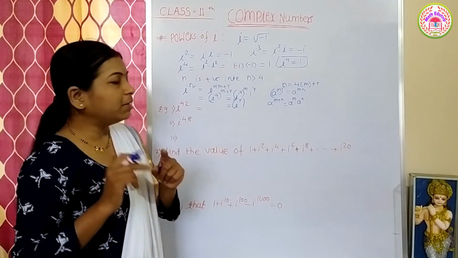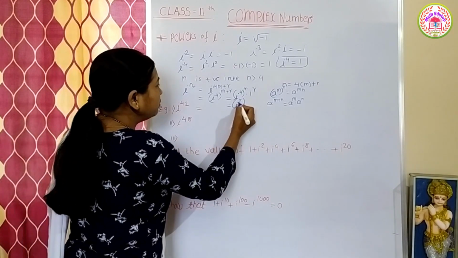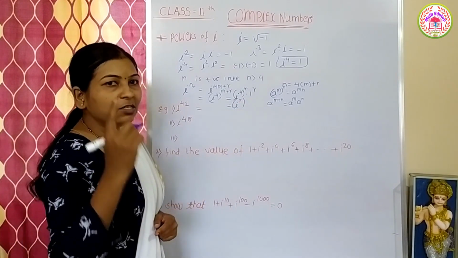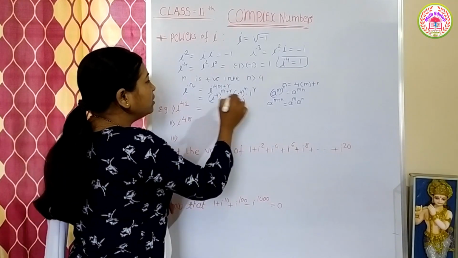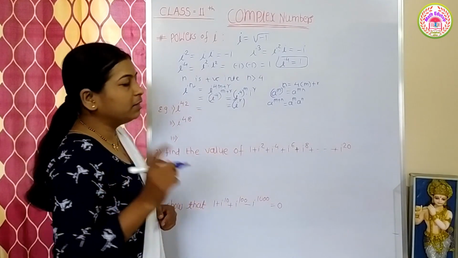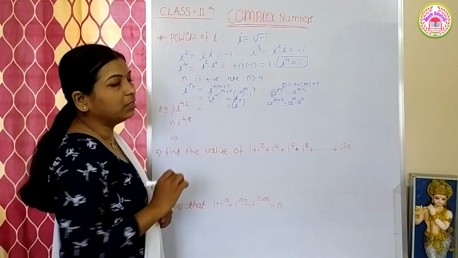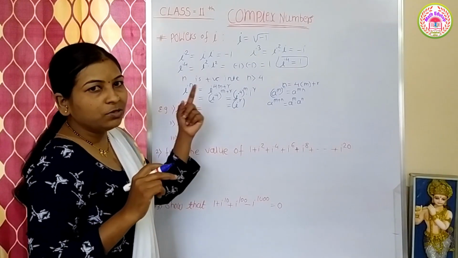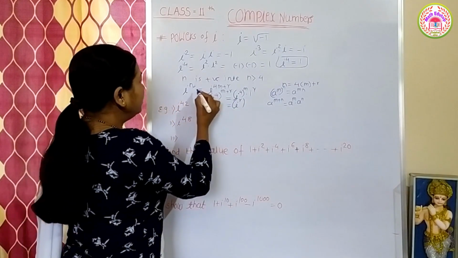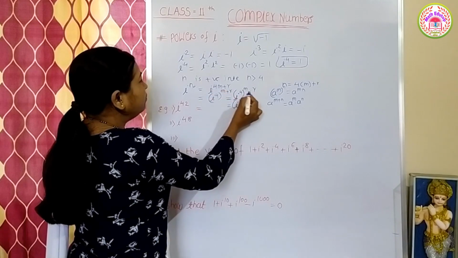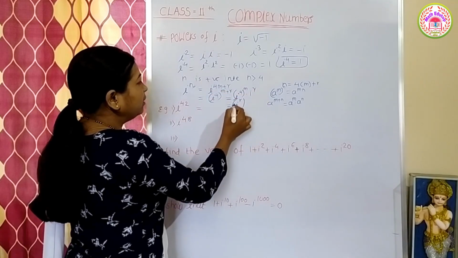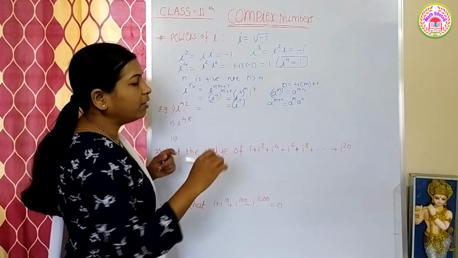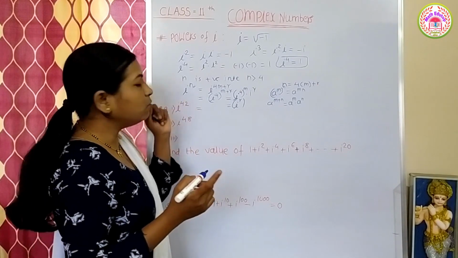So what we have to do is find the value of i raised to this remainder, and that gives us i raised to the power n. How to find the value of i raised to n? Divide this n by 4, and then i raised to the remaining remainder is our i raised to n value.